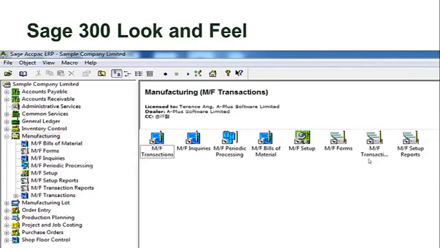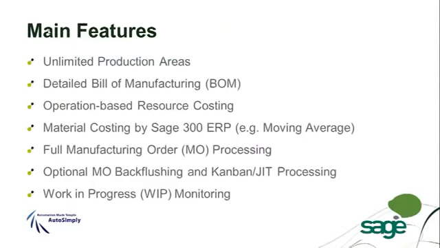Here is a screenshot of the manufacturing order module. Notice how we look and feel the same as Sage 300. Autosimply manufacturing allows for an unlimited number of production areas. We have a detailed bill of manufacturing where we can define operations with material requirements and resources.